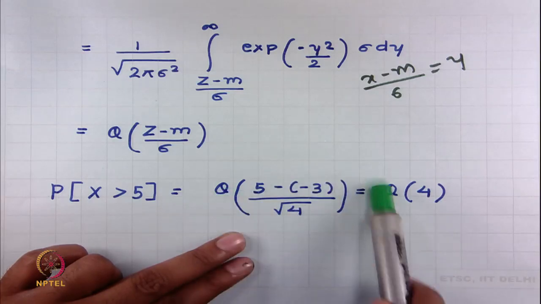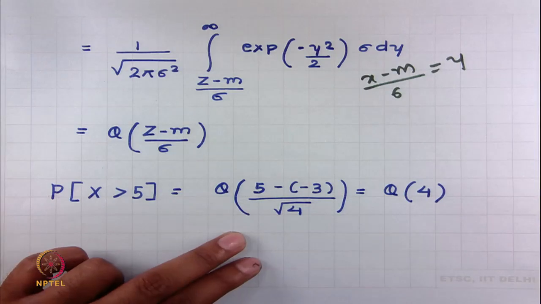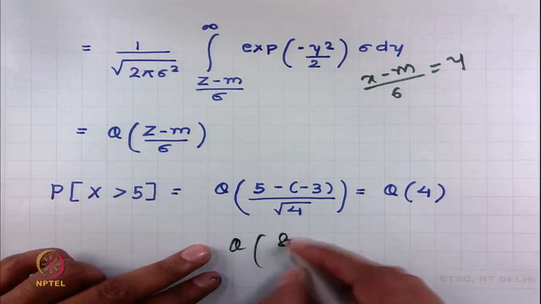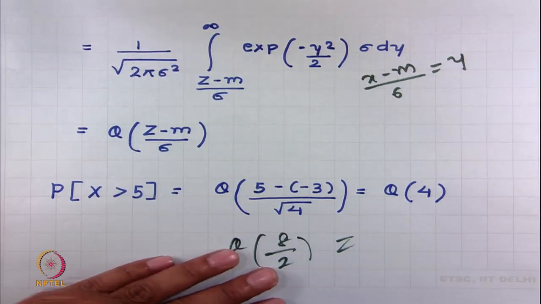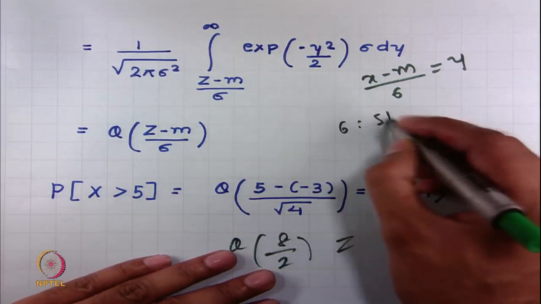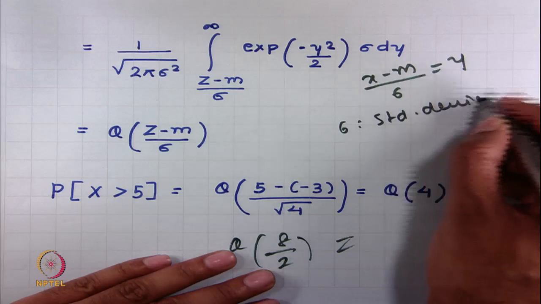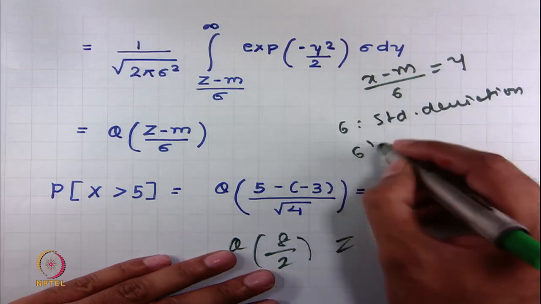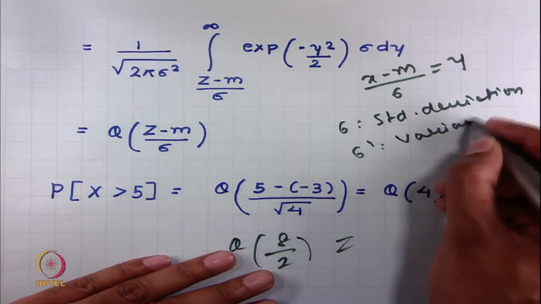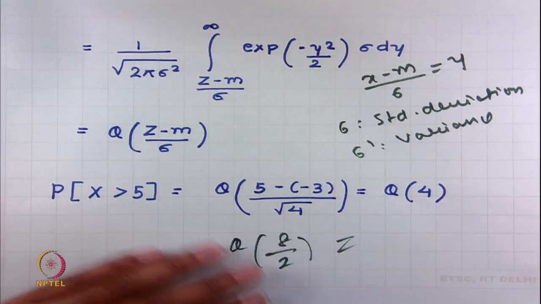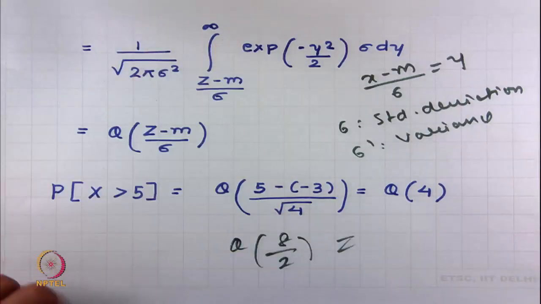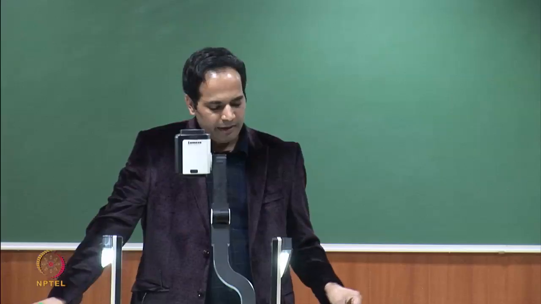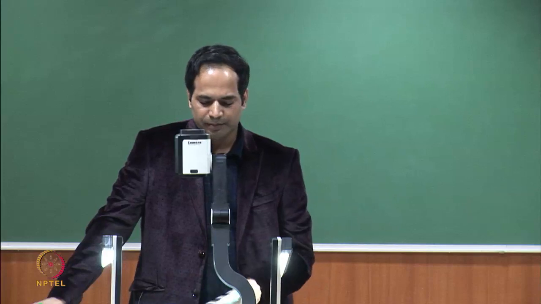So, from this we get this is nothing but Q of 4. So, this is Q of 8 by 2, which is Q of 4. Sigma is the standard deviation and sigma square is the variance, this we know. So, we now have learned how to compute these integrations in terms of the Q function. Let us do one more example.